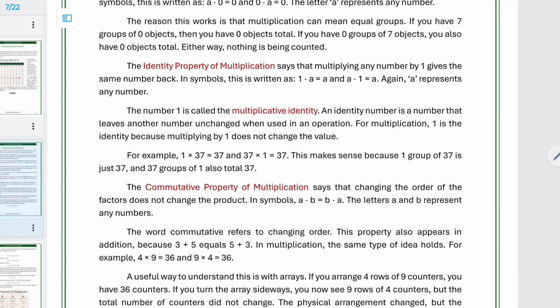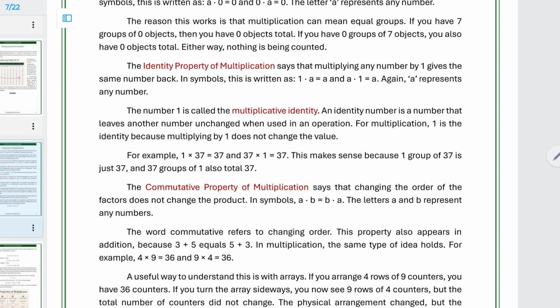The identity property of multiplication says that multiplying any number by 1 gives the same number back. In symbols, this is written as 1 times a equals a and a times 1 equals a. Again, a represents any number. The number 1 is called the multiplicative identity. An identity number is a number that leaves another number unchanged when used in an operation. For multiplication, 1 is the identity because multiplying by 1 does not change the value.